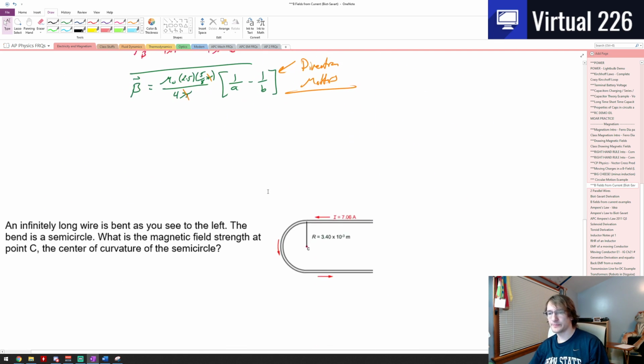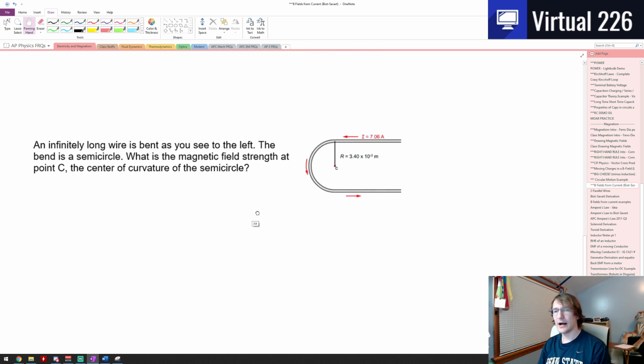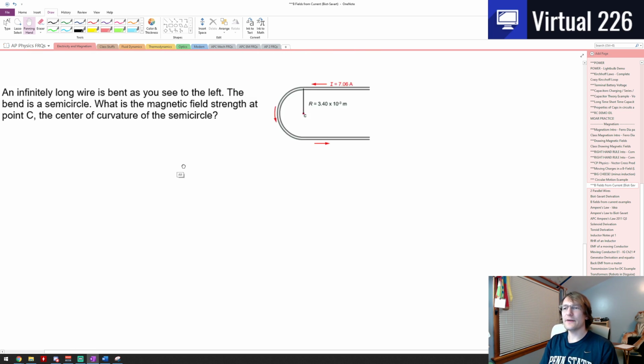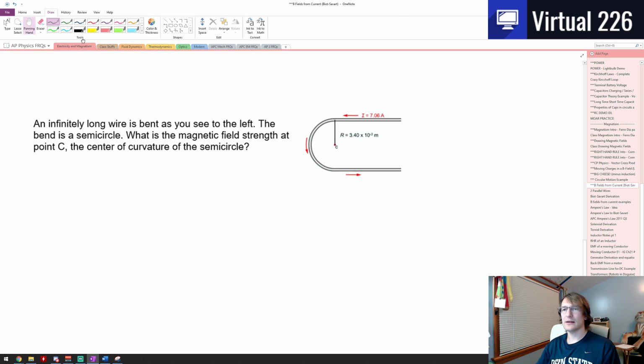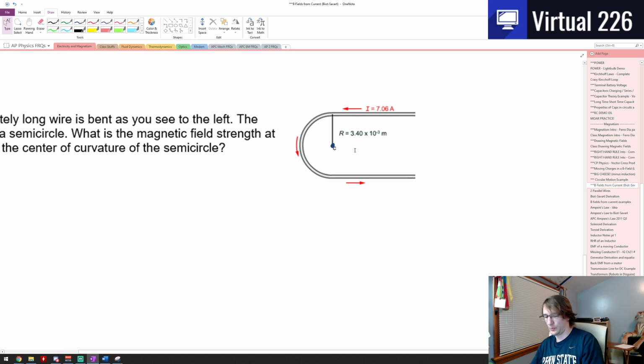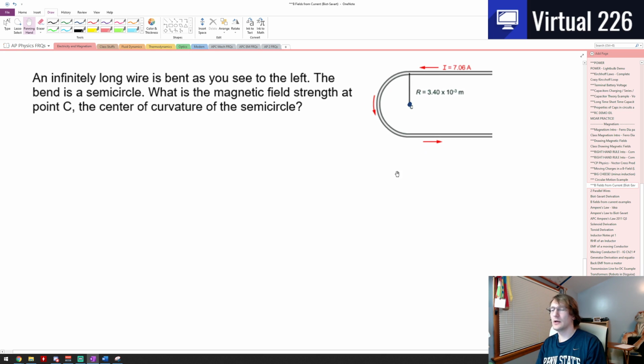For our second example, let's roll it down a little bit. We have an infinitely long wire, and this infinitely long wire is bent into a bit of a circular loop right here. Now, we would once again like to know what is the B field strength at the center of that loop at point C. So how do we go about doing this? Well, we've actually got 3 segments here.